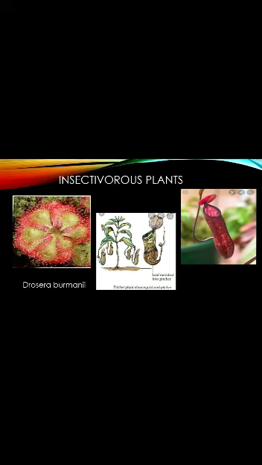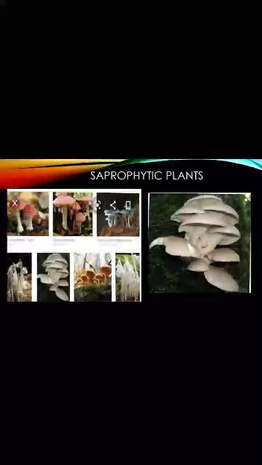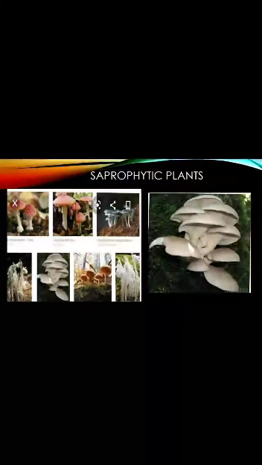The scientist Johannes Burman identified this plant in Sri Lanka in 1737. Hence the plant is named after him, that is Drosera burmanni. Understood? Now the next plants are the saprophytic plants.